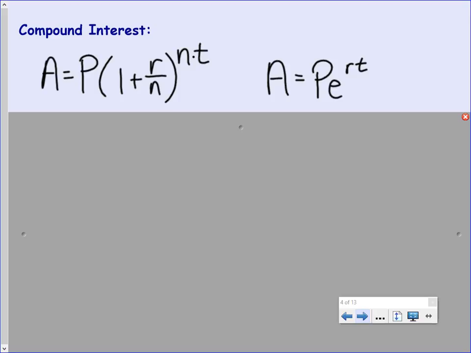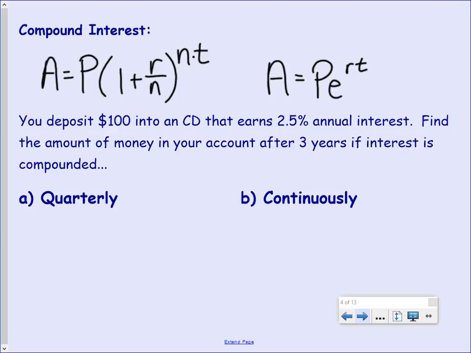So just really quickly, I have an example here. I'm going to do the work in my calculator, and I just want to make sure that if you set up the formula, everybody in their calculators can then get the right answer. So this is an example where I deposit $100 into a CD. That's my principal.